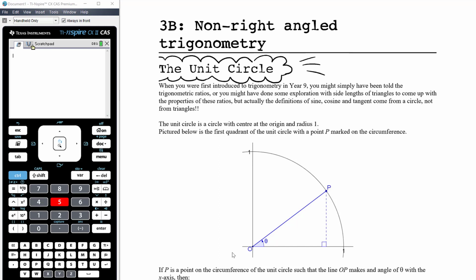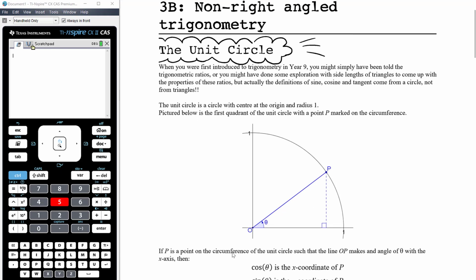Okay, in year 11 and 12 in maths methods, the trigonometry is not really about right-angled triangles at all. It is all about the unit circle. And that's what we want to begin to look at today, just a very basic introduction. So we want to go back to this unit circle. The unit circle is a circle with its centre at the origin and a radius of 1.